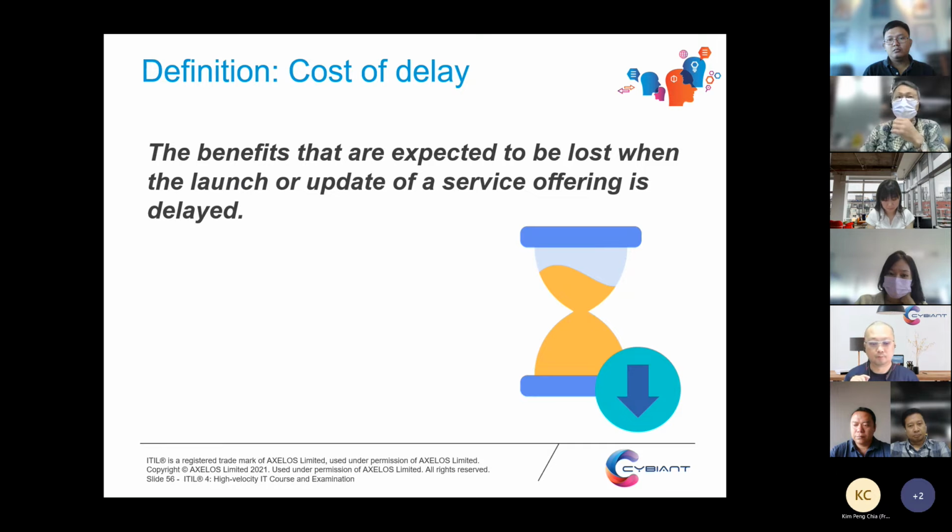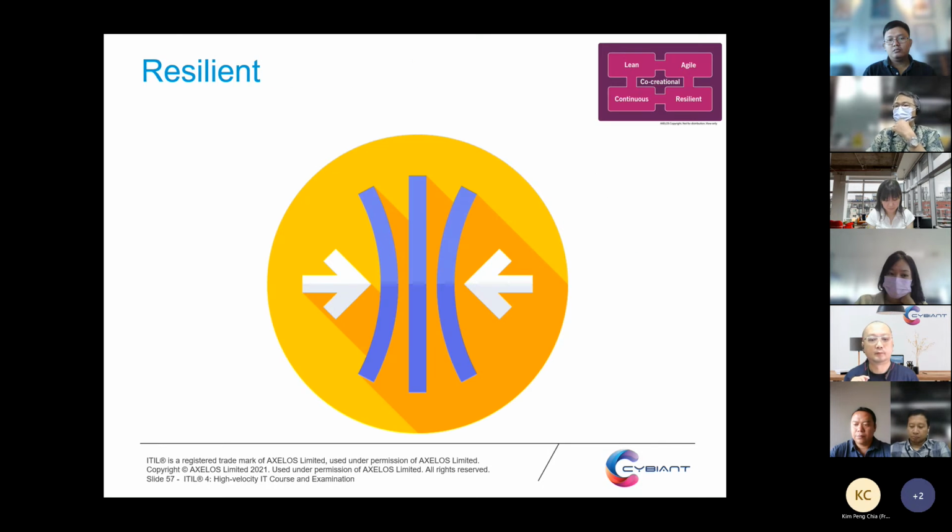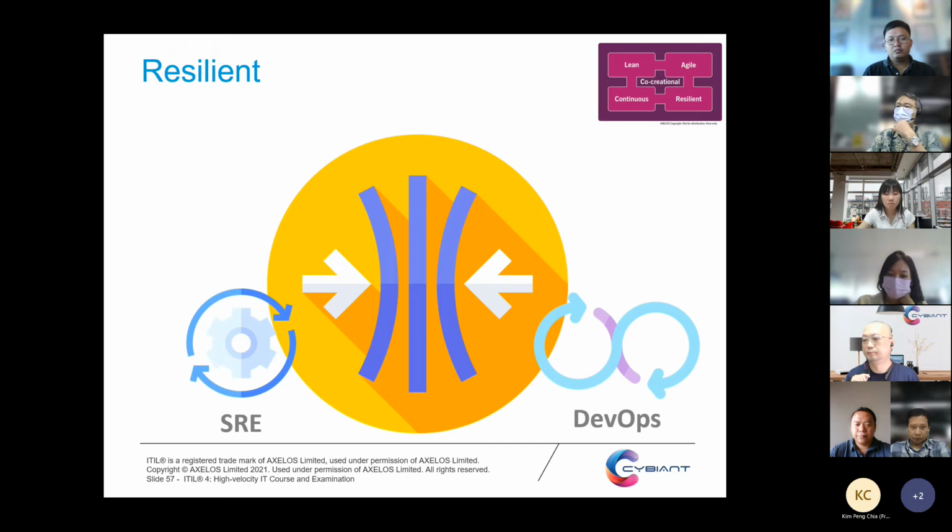Okay, cool. Resilient is supported by SRE and DevOps. Anybody remember what's SRE?